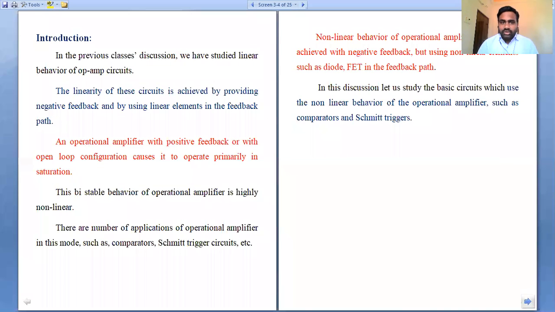This is about the previous class discussion. In the previous class, we introduced the nonlinear applications of the operational amplifier. We differentiated between nonlinear and linear operational amplifier applications. In the linear applications, the linearity of the circuits is provided with the help of negative feedback. That's why the output voltage is always linear with respect to the input. But in nonlinear applications, the operational amplifier has positive feedback.